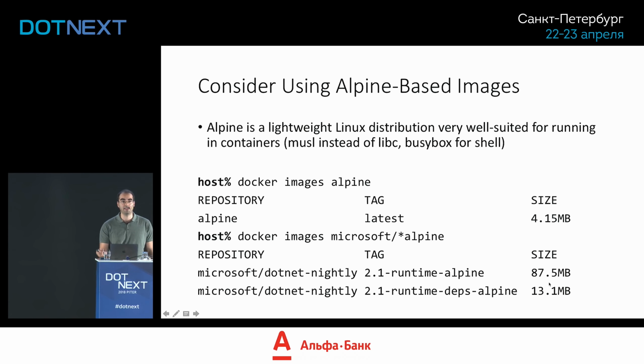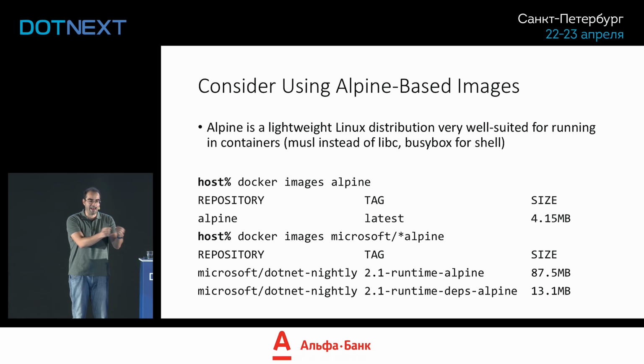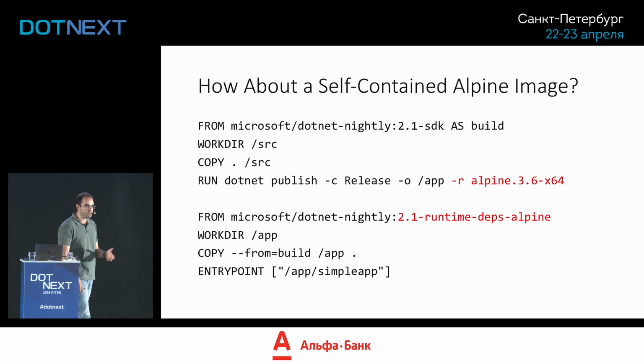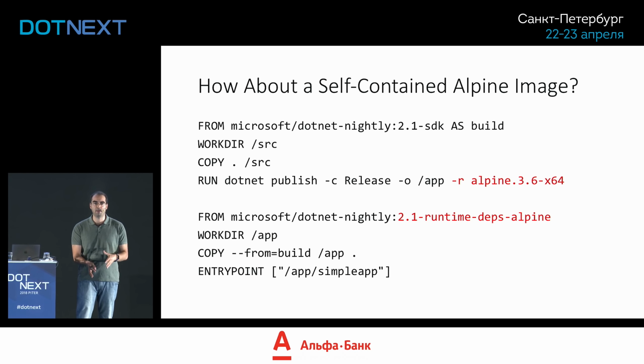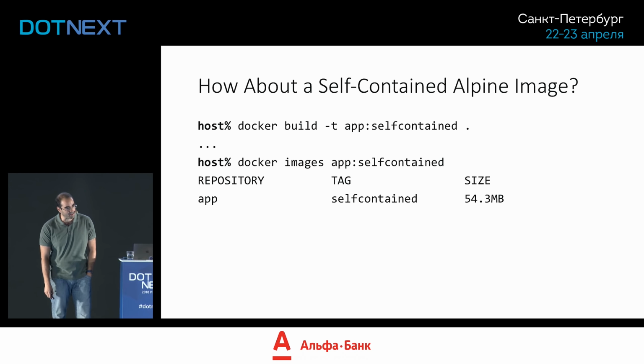That's incredible. And that's enough to run a self-contained .NET application. Of course, you need to add the application. So how much does that increase the size? So here's what I did. I built a self-contained Alpine image, and then I packaged it into this runtime-deps Alpine container. And the result was 54 megabytes.